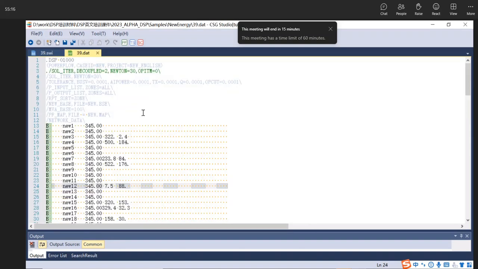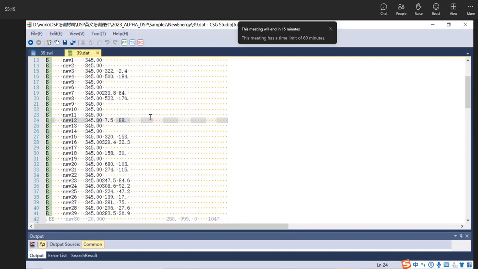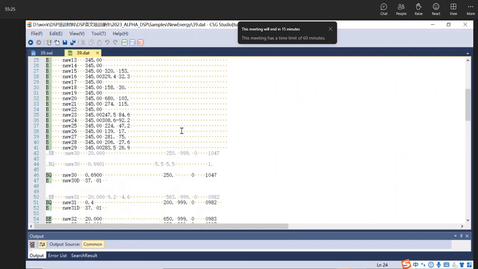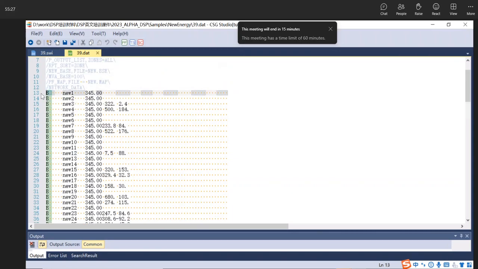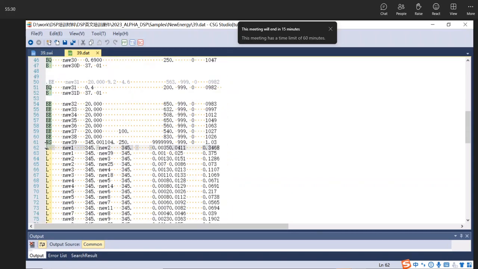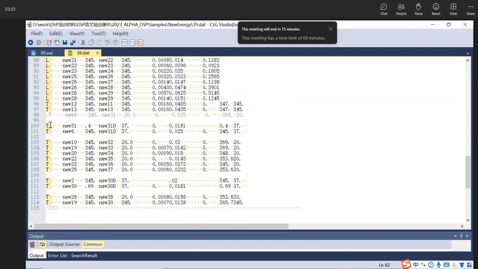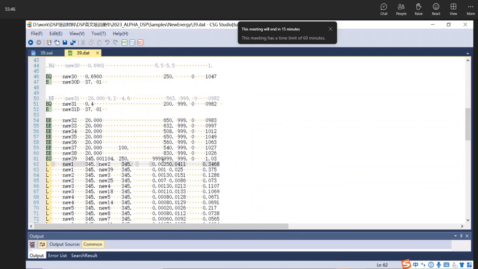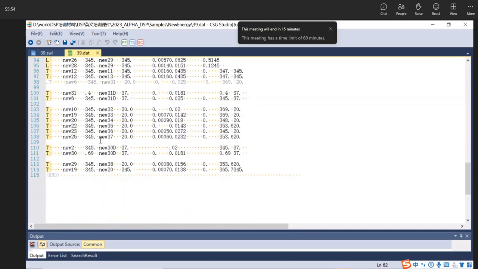In the DAT file, it contains the topology of the whole system. The B card means the node, the L card means the line, and the T card means the transformer. So we have the DAT card, and we know what the topology looks like, what the system looks like. It contains some basic parameters of line, node, and the transformer.